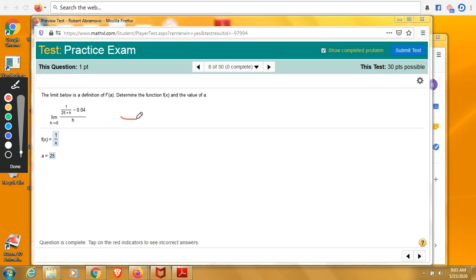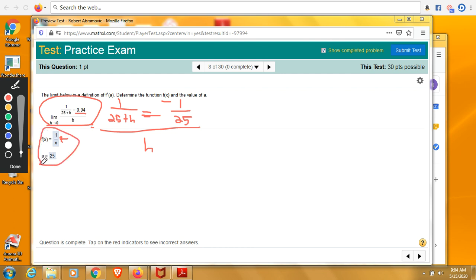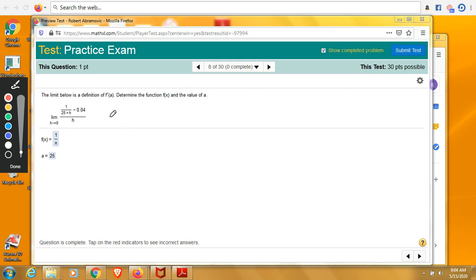So the difference between f of a plus h and f of a is, we saw the leftmost term was 1 over 25 plus h. Now, if a is 25 and f is 1 over x, what's f of a? We're subtracting 1 over 25. And it turns out 1 over 25 is the same as 0.04. And then we're going to divide this whole expression by h. So this ends up being correct. The function is 1 over x, and the input, where we're evaluating f prime of a, the limit of the difference quotient, is just 25.